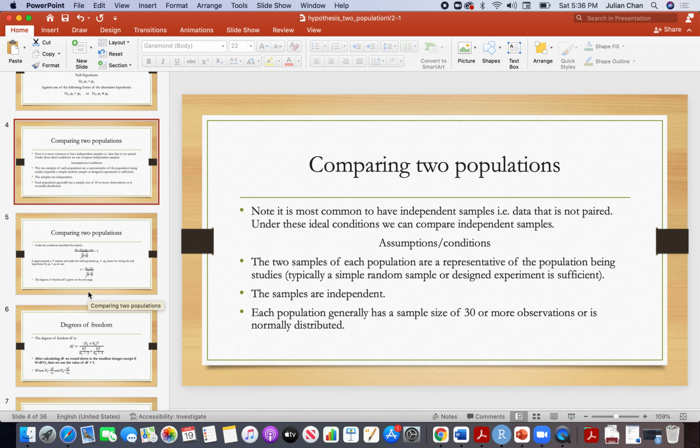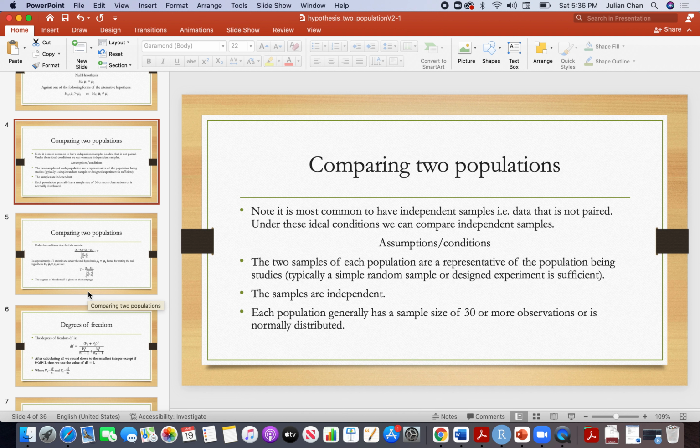These samples need to be independent of one another, so one observation cannot affect the other, and each population generally should have a sample size of 30 or more observations. Or they can be normally distributed, which you can verify using a histogram or QQ plot or a box plot.